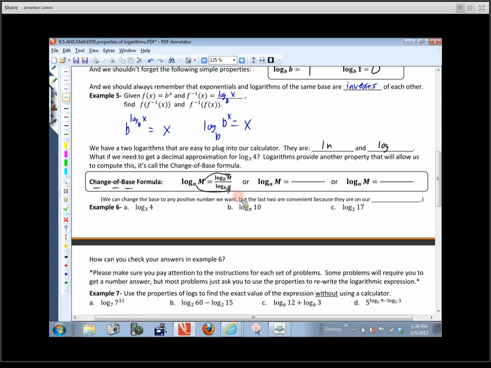What this allows us to do is change this to any base we want. Now, if we're going to use our calculator, there are only 2 bases that really make sense. So what I'd probably do is the ln of M over the ln of A, or I could do the log of M over the log of A. Now, what I can't do is the log of M over the ln of A. That's not okay. You can't do that. It has to be the same base logarithm on the top and on the bottom.